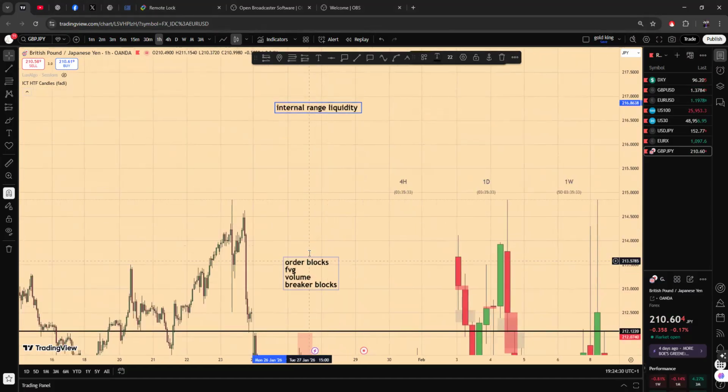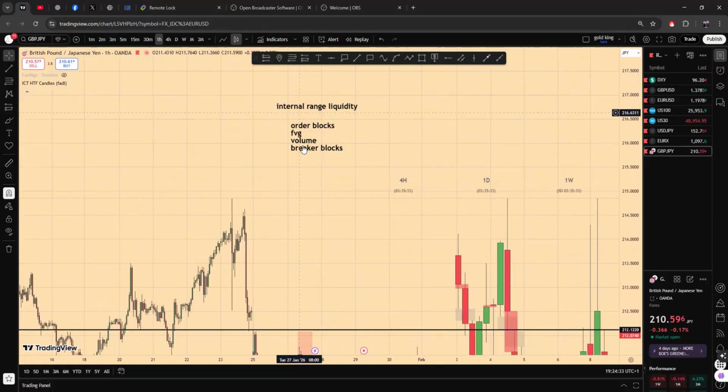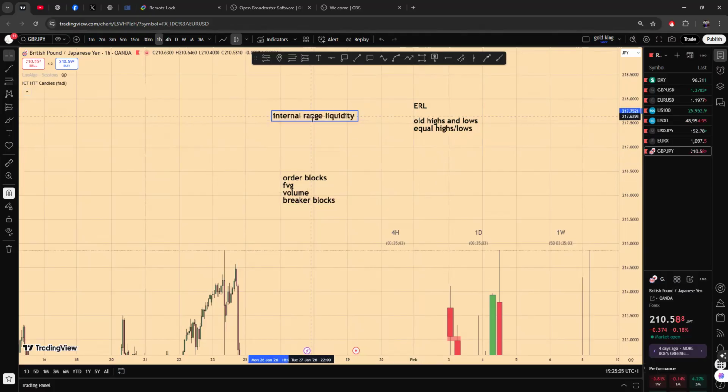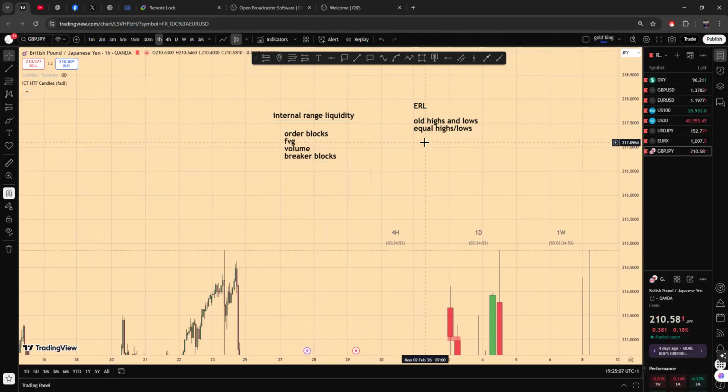So we have internal range liquidity, and under internal range liquidity, we have order blocks, fair value gaps, volume gaps, breaker blocks. And under external range liquidity, what we have is simply old highs and old lows. We also have equal highs and lows. So that's basically what is found when it comes to external range liquidity. But like I mentioned, I'm just going to quickly show you an example now.